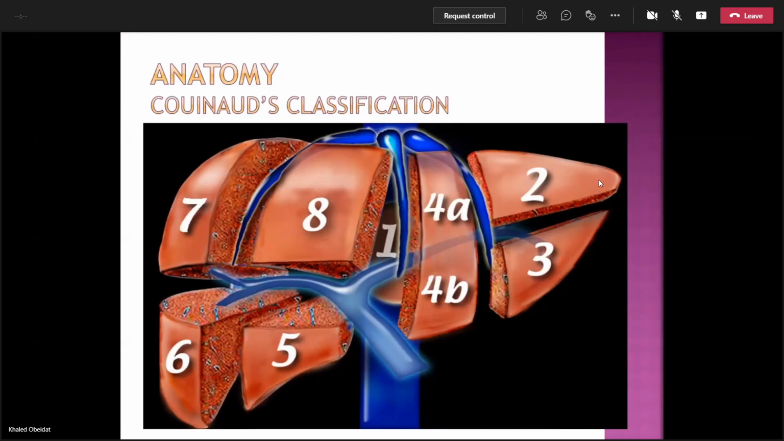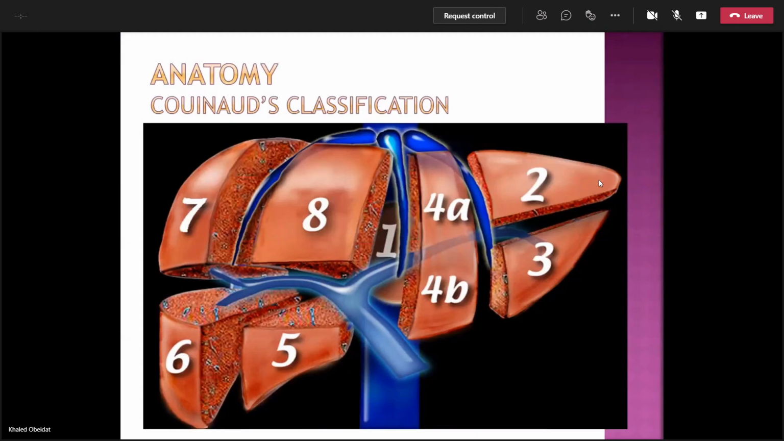Based on the internal anatomy of the liver, there is an anatomical classification of the liver, called Couinaud's classification, which depends on the arterial and portal venous supply, as well as venous drainage and biliary drainage. So we have 8 segments. Segment 1 is the caudate lobe, which is kind of independent in terms of venous drainage.